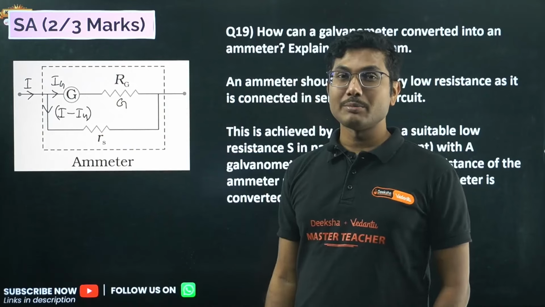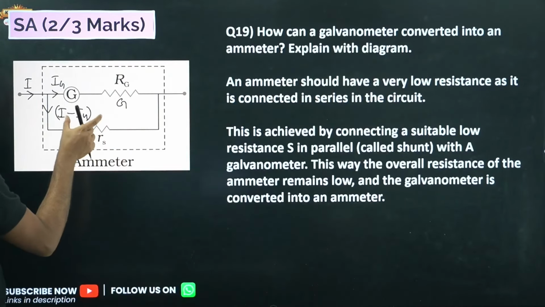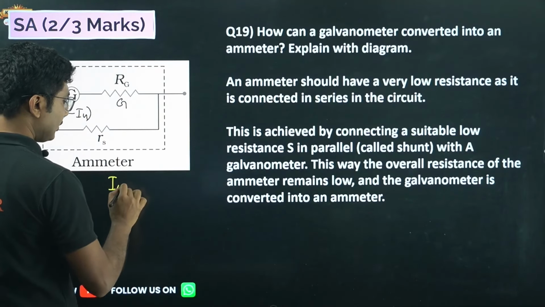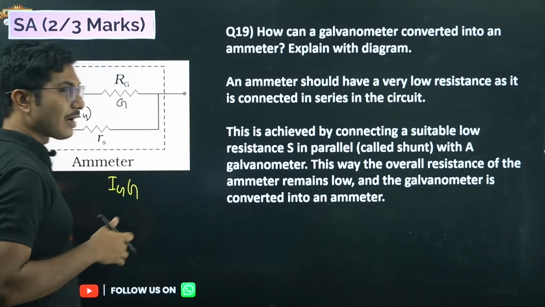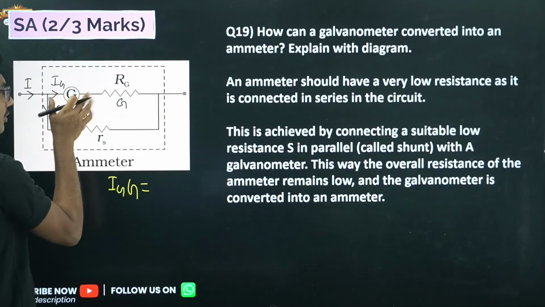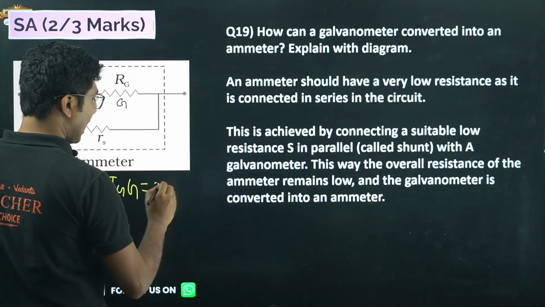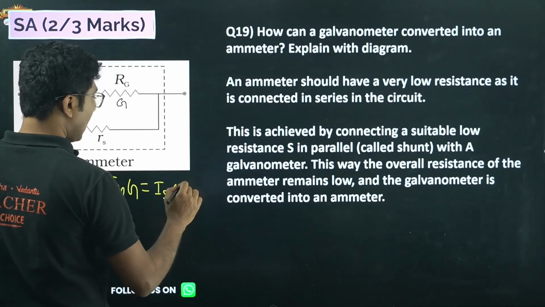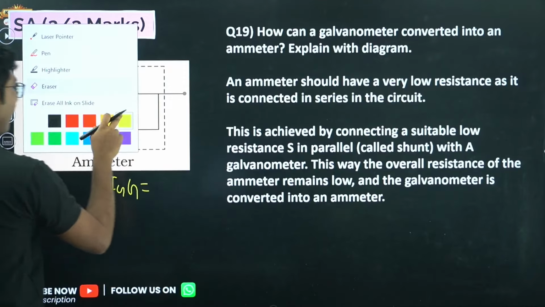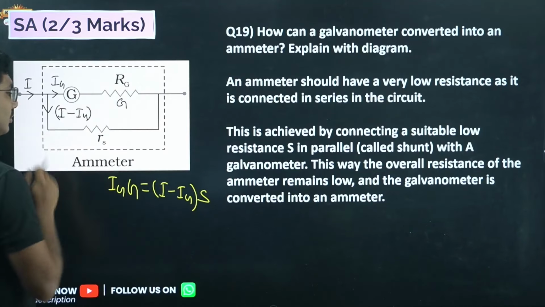And what do we know about parallel combination? Parallel combination means the voltage drop should be the same. So whatever is the voltage drop across the shunt, the same voltage drop should be across the galvanometer. So Ig into G is the voltage drop across the galvanometer. V equals IR, same concept, Ohm's law. And the voltage drop across this small resistance is given by I minus Ig into S. S is the small resistance.